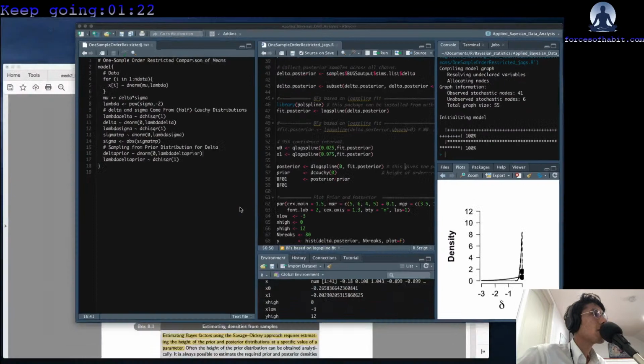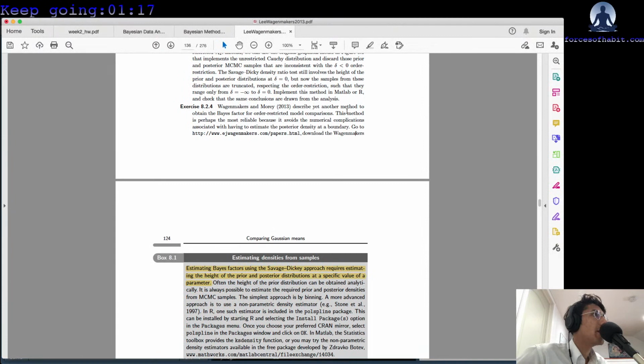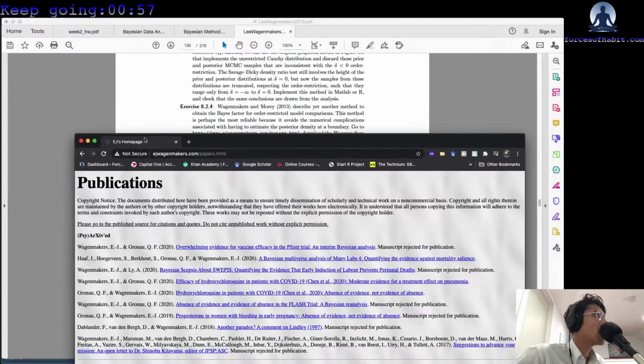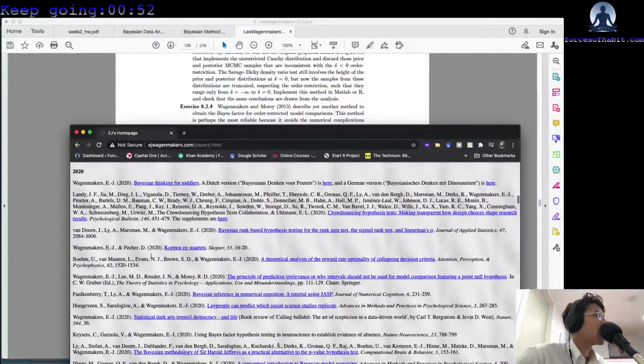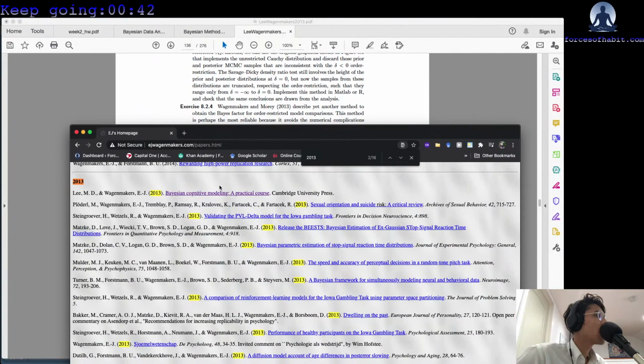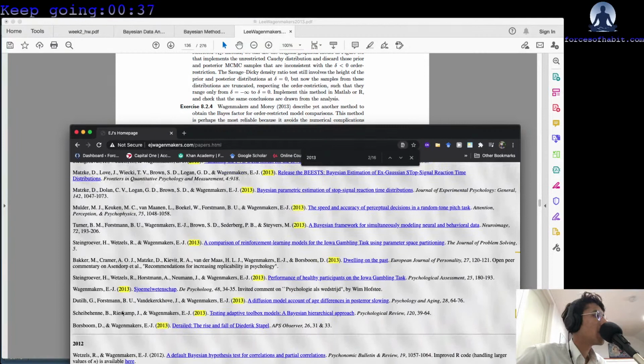The last one for this question, then, shows us another method to obtain Bayes factors for order restricted model comparisons. So let's pull up that website then, and we're looking for Wagenmakers and Mori 2013. Now we're looking for, okay.